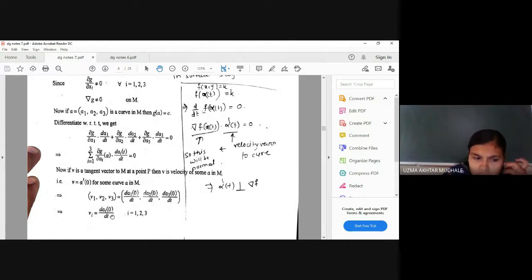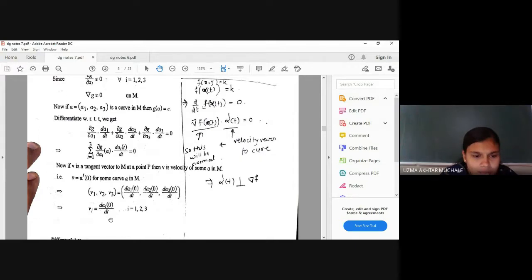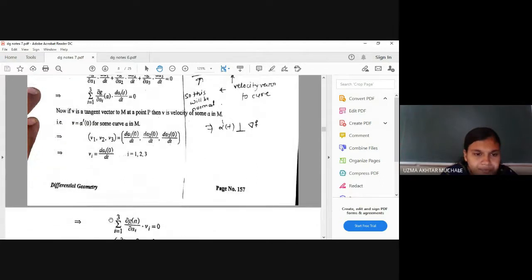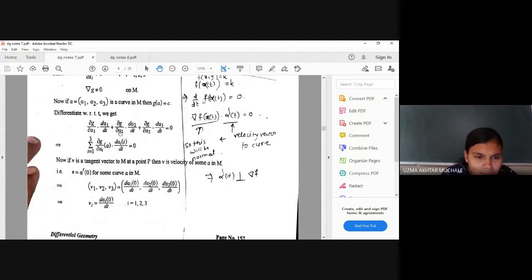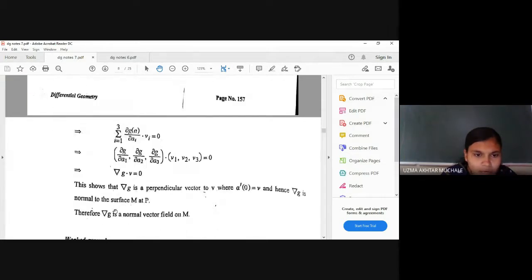Now what will be the tangent vector V to the surface M? It is nothing but the velocity vector of the curve alpha. So V is equal to V1, V2, V3. What is alpha dash? Here we have a1, a2, a3, and we differentiate them with respect to t. So the vi's are nothing but dai/dt. In this equation we replace these terms with vi. After replacing, we get the summation over i of ∂G/∂ai times vi equal to 0. So this product being equal to 0 means what?